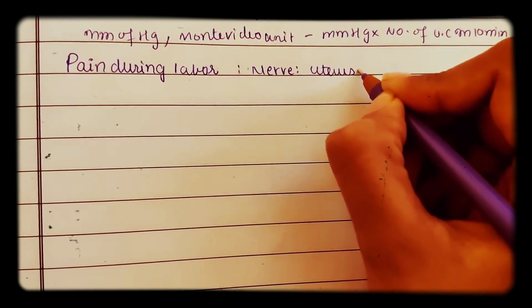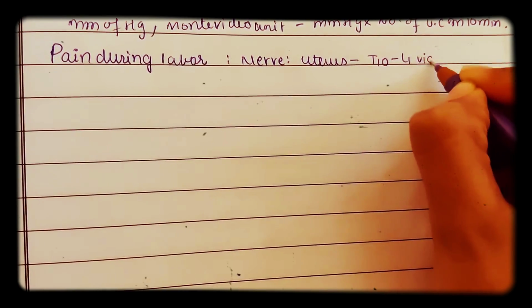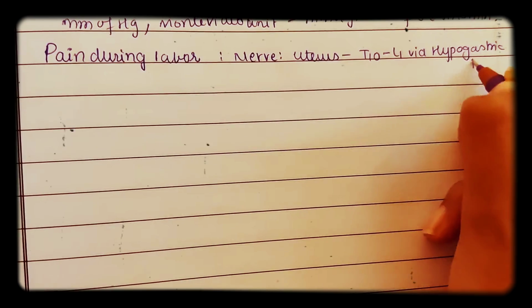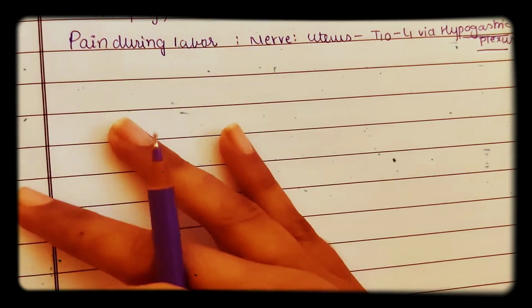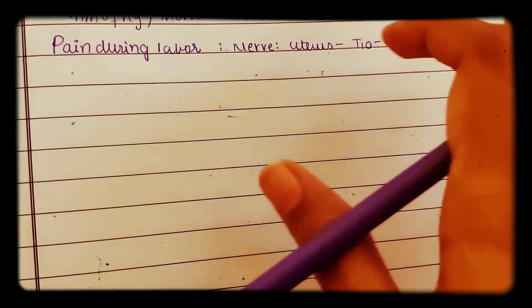Uterus is supplied by T10 to L1 via the hypogastric plexus. Okay, remember for uterus, hypogastric plexus. How to remember this? I just remember hypogastric uterus, HU.